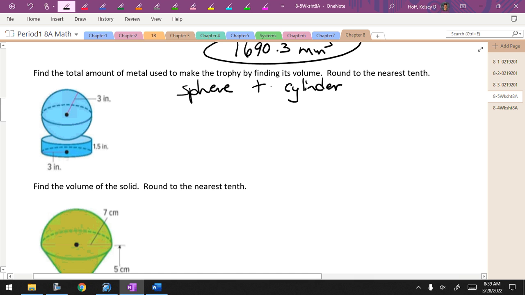What is the formula for a sphere? This is the hard one, right? 4 pi radius cubed divided by 3. Nope. Why not divided by 2? The sphere is the whole thing. You only divide it if it's the top half. We're not dividing it. What's your cylinder formula? Oh no, pi.